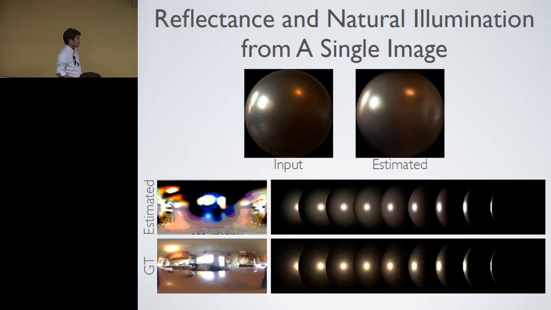So this ground truth, how do you get that ground truth? These are synthetic images. Oh, okay. So these are panoramas and materials from the MERL data set. Oh, I see. So when you say natural illumination, it goes beyond the single light source. Right.